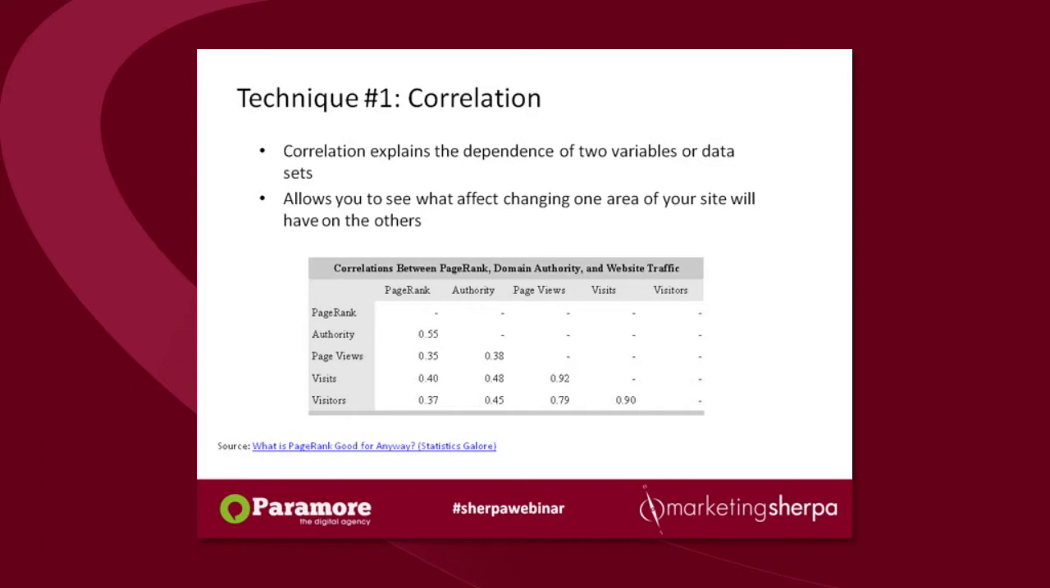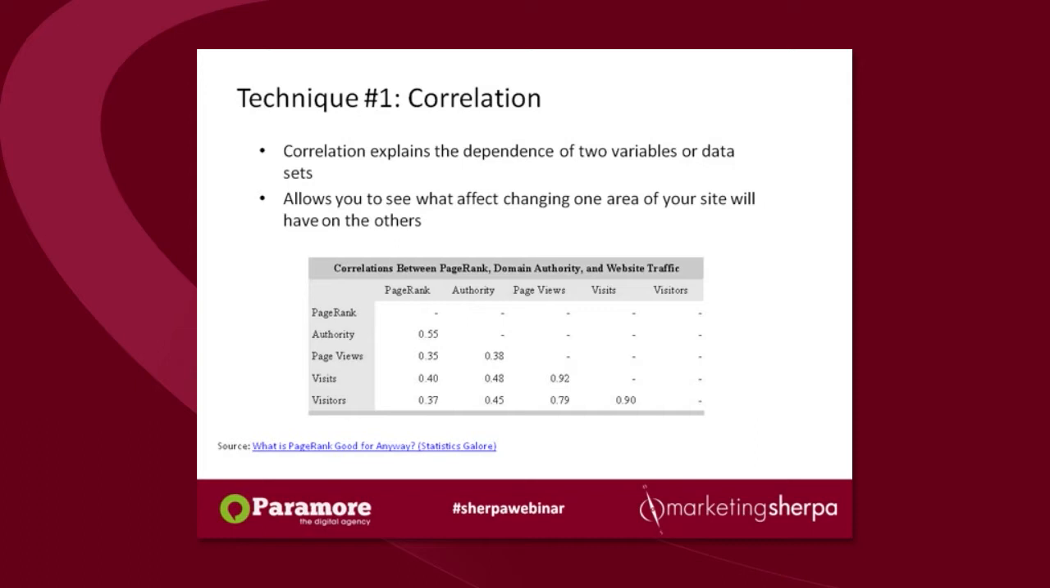So if one goes up, the other goes up. Negative correlation means they're going in opposite directions. So if one goes up, the other one's going down. The strength of that relationship can also be measured, and it takes a value between -1 and 1. The closer you're getting to 1 on either spectrum, the stronger the relationship in that trend area.